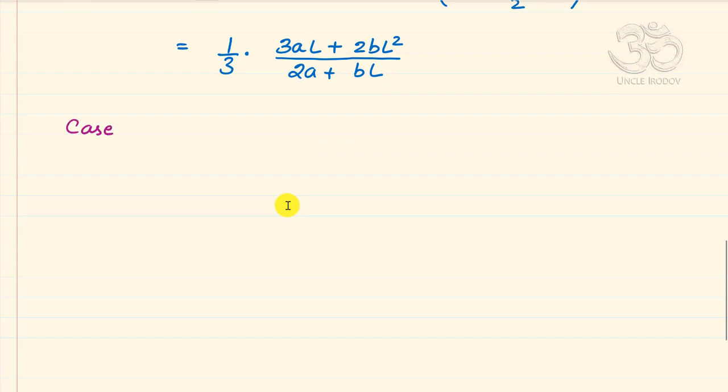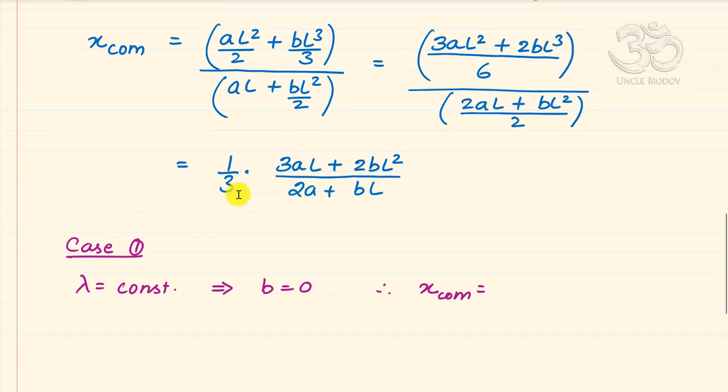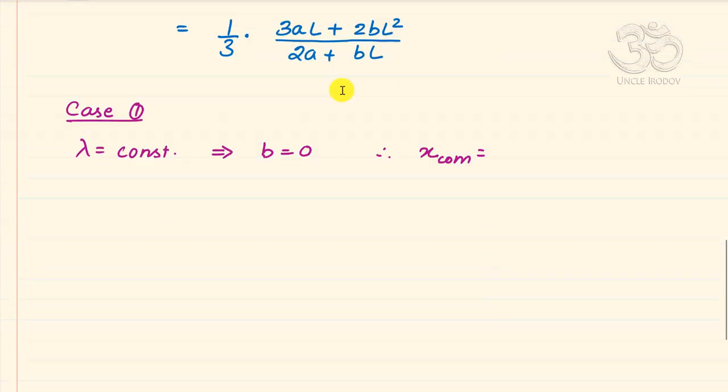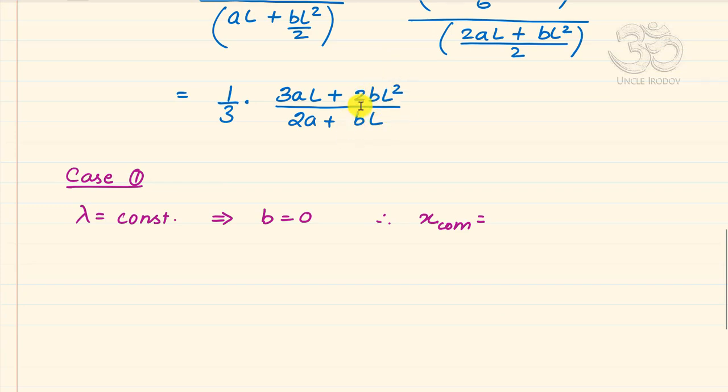So case 1, lambda is constant, it implies that b is 0. So therefore x center of mass then becomes, and the formula was this formula. You can insert this formula here with b equal to 0. So the moment you say b is 0, that's gone. The last two terms in the numerator as well as the denominator are gone. 1 by 3 of 3aL by 2a. And you can throw away the 3's and the a's and you will get L by 2. Done. So yes, this formula checks out against a known result.